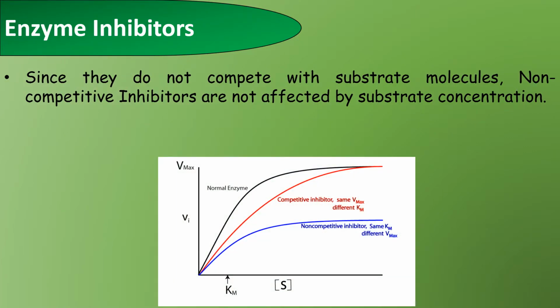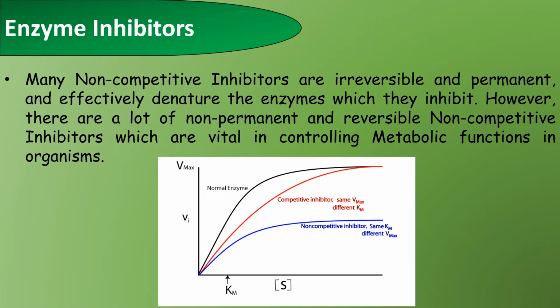Since they do not compete with the substrate molecules, non-competitive inhibitors are not affected by substrate concentration. Many non-competitive inhibitors are irreversible and permanent and effectively denature the enzyme which they inhibit. However, there are a lot of non-permanent and reversible non-competitive inhibitors which are vital for controlling metabolic functions in an organism.